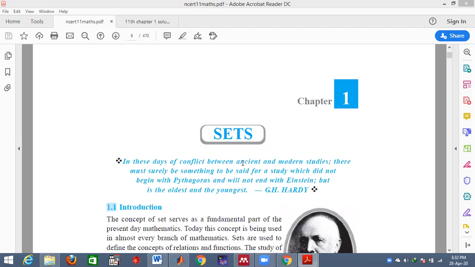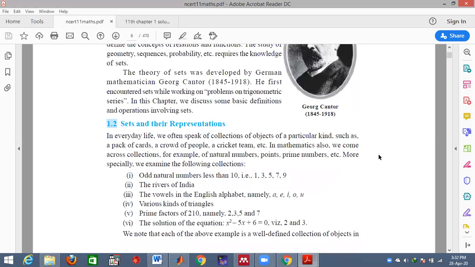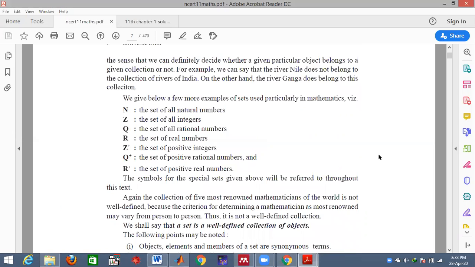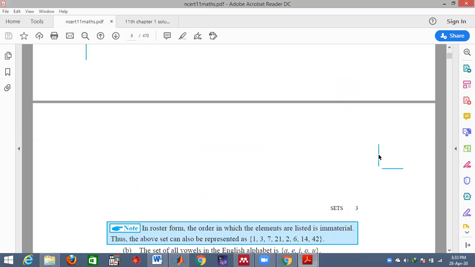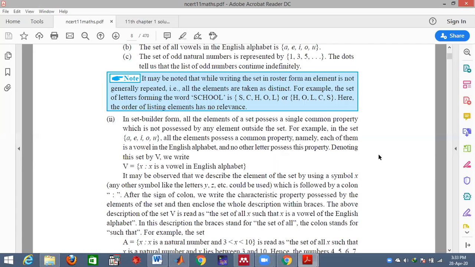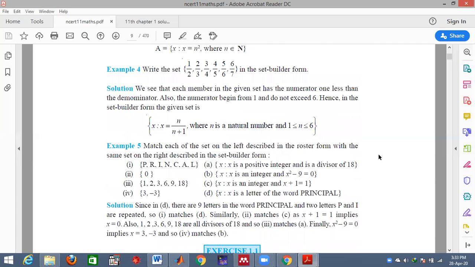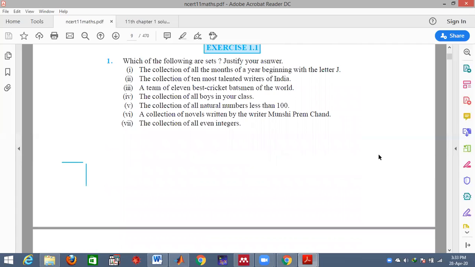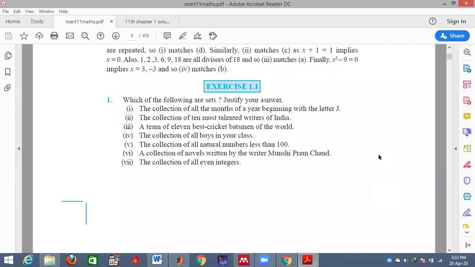Hello dear students, today our topic is sets. As discussed early in one lecture, what is a set, what are its representations, and the different rules that govern sets. After that, we will now go to the first exercise.